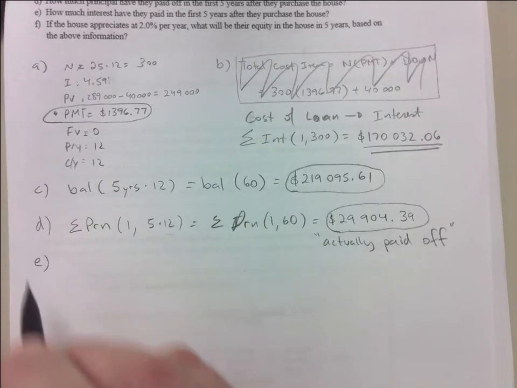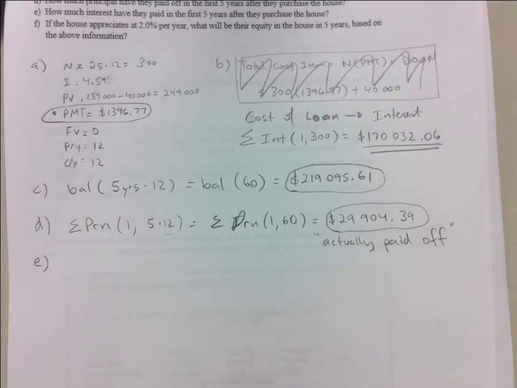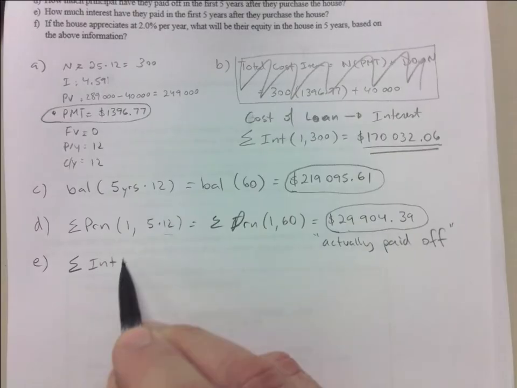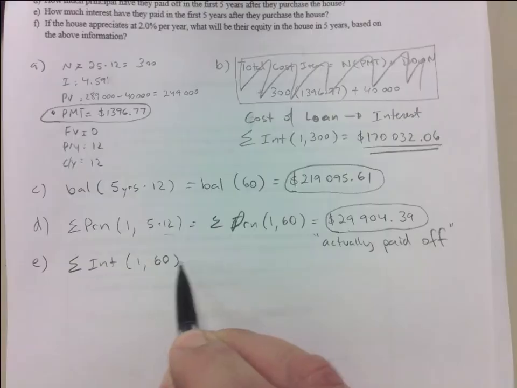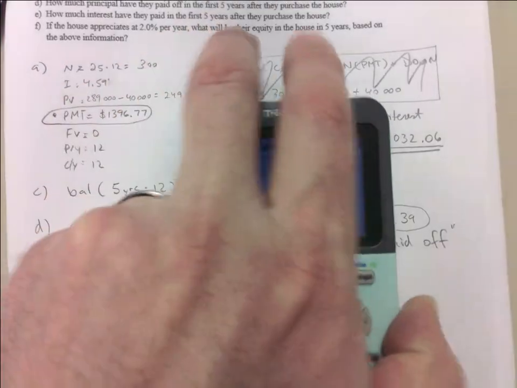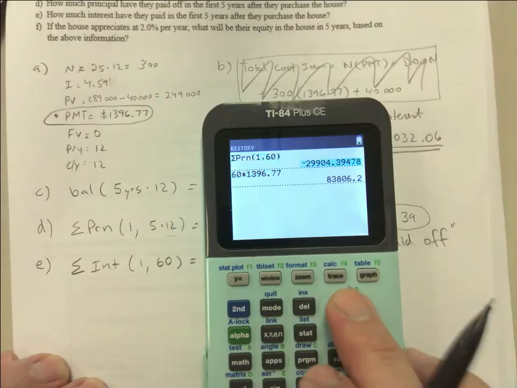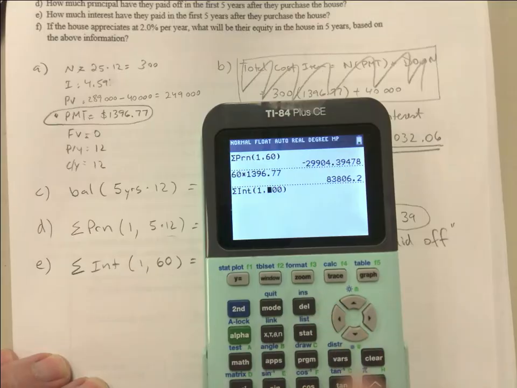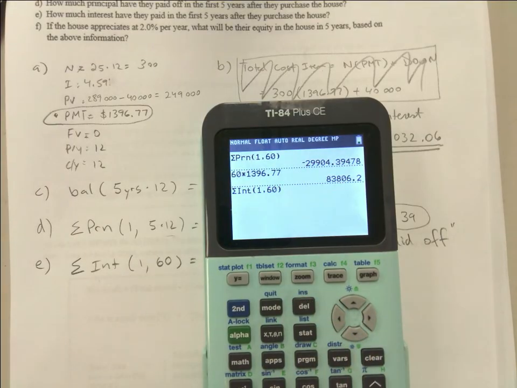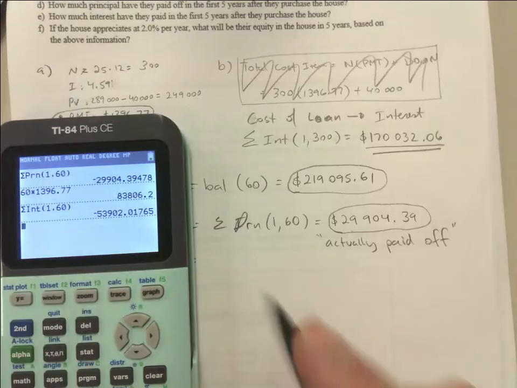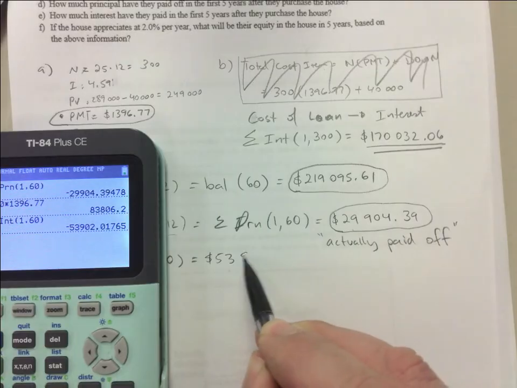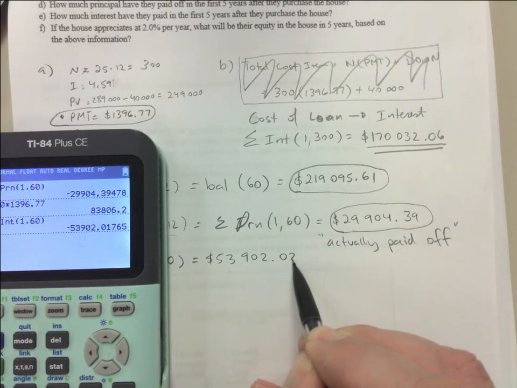E. How much interest have they paid in the first 5 years? In this case, I will use interest 1 to 60, and it'll be in the 50,000 mark, right? I'm going to go borrow the interest. I already used that before. I'm just going to go 1 to 60. So it's 53,902.02.